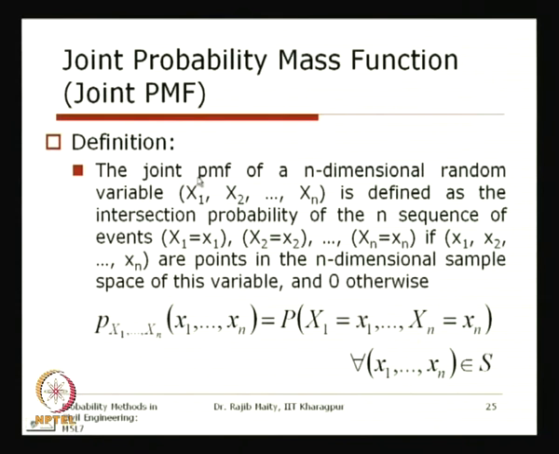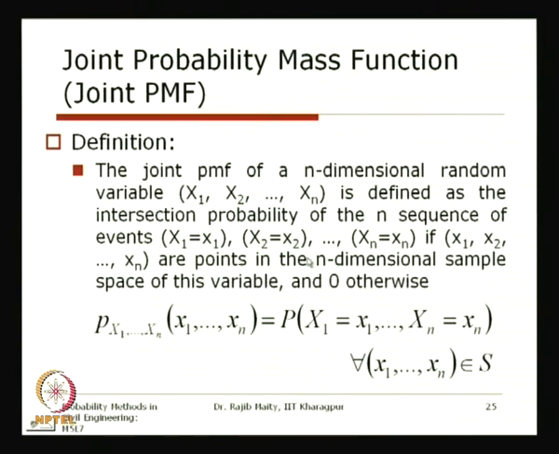Now, to know what their probability is, there is the joint PMF, because this is discrete, so we have to discuss this with respect to the PMF, probability mass function, of that n dimensional random variable x1, x2 up to xn. It is defined as the intersection probability of the n sequence of events. That is, x1 equals to x1, where one is the random variable and the other is the specific value of the random variable. So x1 takes the specific value x1, x2 takes the specific value x2, and so on up to xn taking the specific value xn. For this joint case, all these things are occurring together.